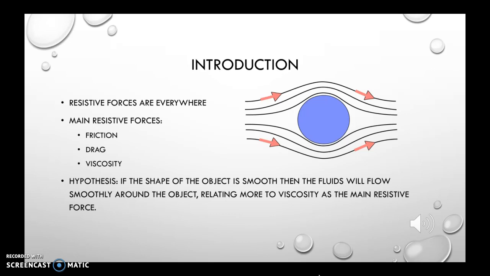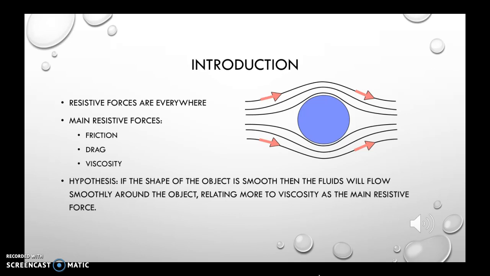Friction deals with surfaces interacting with another surface. Drag deals with an object's movement through fluids while pushing the fluids out of its way. And finally, there's viscosity. This resistive force also moves through fluids, but the fluid drags along with the object as it moves.